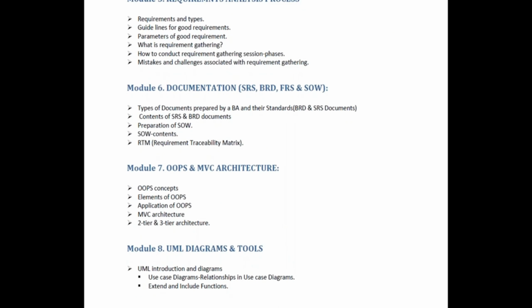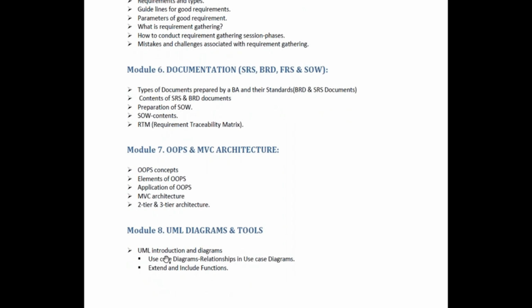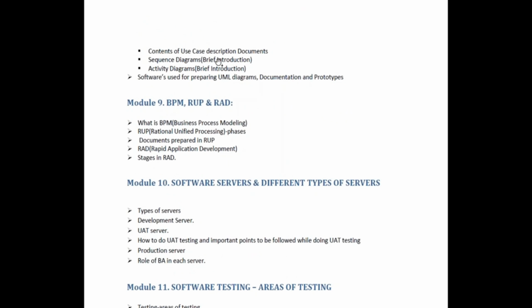And module number 8 is related to UML diagrams. So here we are going to see UML introduction and diagrams, that is use case diagrams, what are the relationships in use case diagrams, what is extend and include functions, what are the contents of a use case description document, what are sequence diagrams, what are activity diagrams, and software used for preparing UML diagrams, documentation, and prototypes. And module number 9 is related to BPM, RUP, and RAD. That is what is BPM, what is RUP, what are the documents prepared in RUP, and what is RAD, that is rapid application development and stages in RAD.